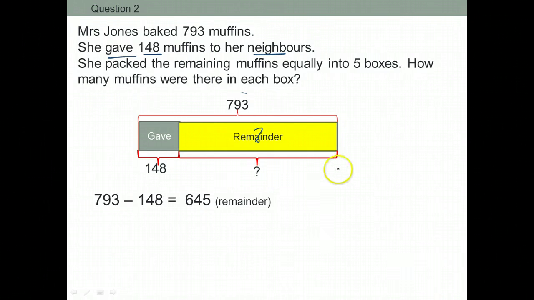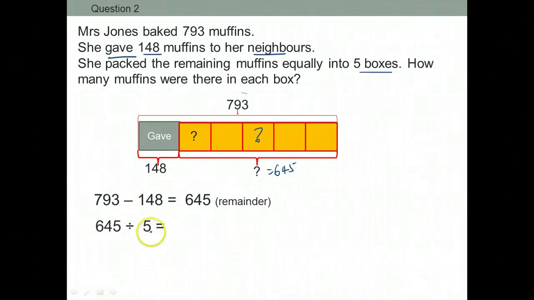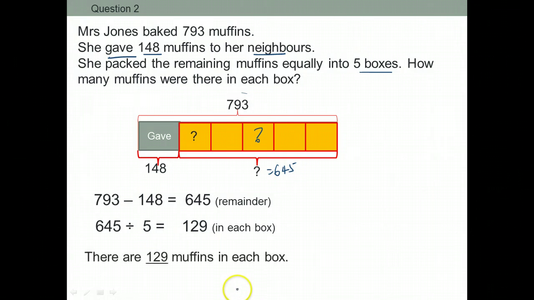What did she do with the remainder? She packed them equally into 5 boxes. So I have 1, 2, 3, 4, 5 boxes. So I take 645 divide by 5, which will give me 129. So there are 129 muffins in each box.